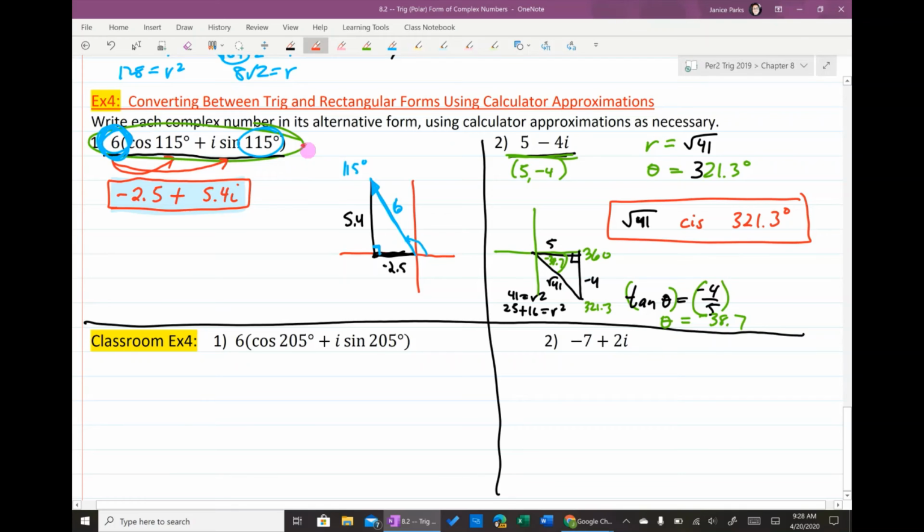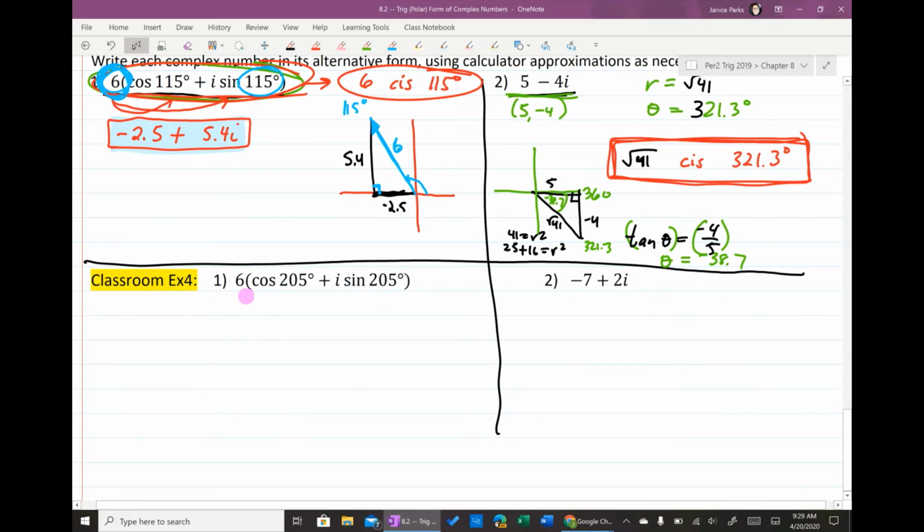It's like this one right here would be 6 cis 115 degrees. This is the shortcut version of that. Same thing here. This is the shorthand version of writing it out with the parentheses and multiplied out. Go ahead and try the next two. Check your answers, and then we'll be done with this section.